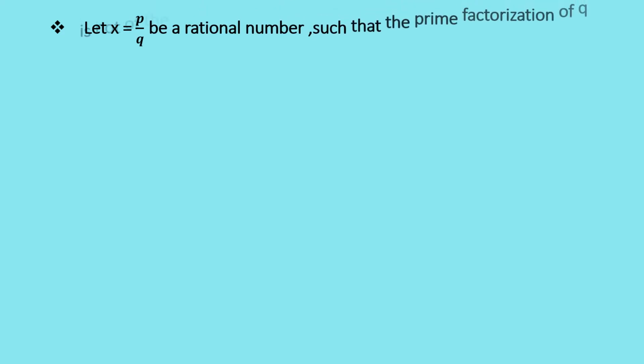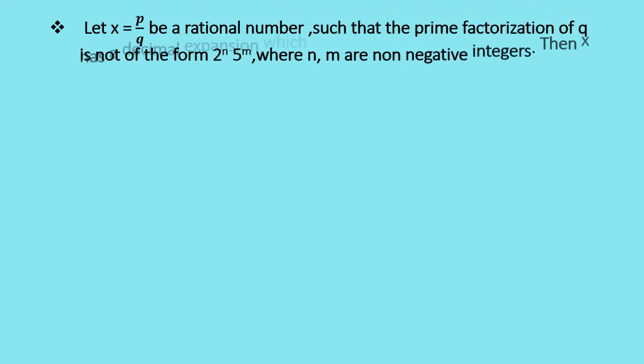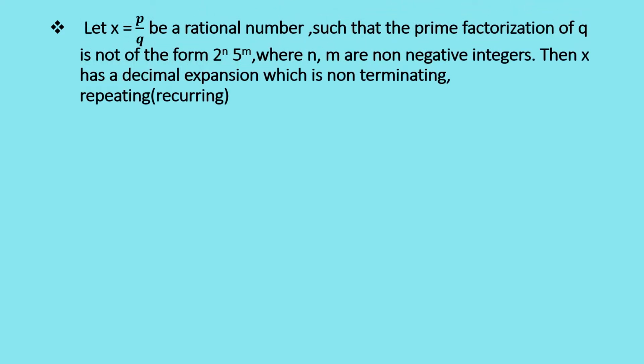Let x equal to p by q be a rational number such that the prime factorization of q is not of the form 2 raised to n, 5 raised to m, where n, m are non-negative integers, then x has a decimal expansion which is non-terminating repeating. You can understand it better by an example.